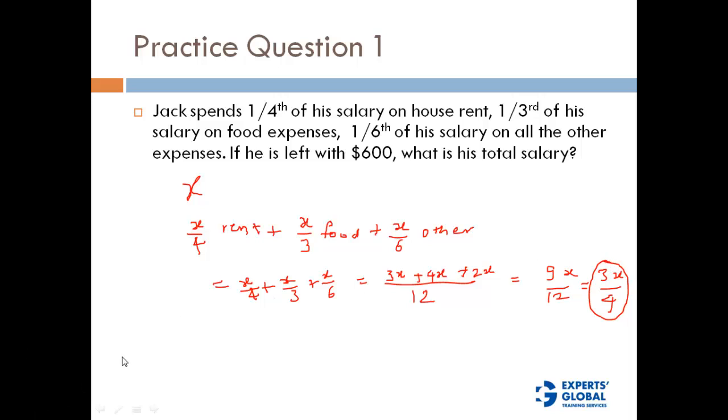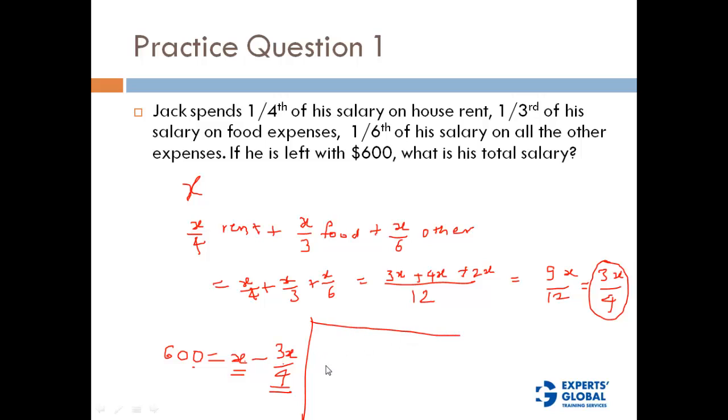And what is he left with? He is left with $600. So that means $600 is what remains with him after he has spent all his money on expenses. So this was the salary he received minus all his expenses, which is 3X by 4, is equal to 600. So this is the equation that we get. He receives salary X, his total expenses are 3X by 4, and whatever remains is his savings, which is $600, right? So we solve this equation now.